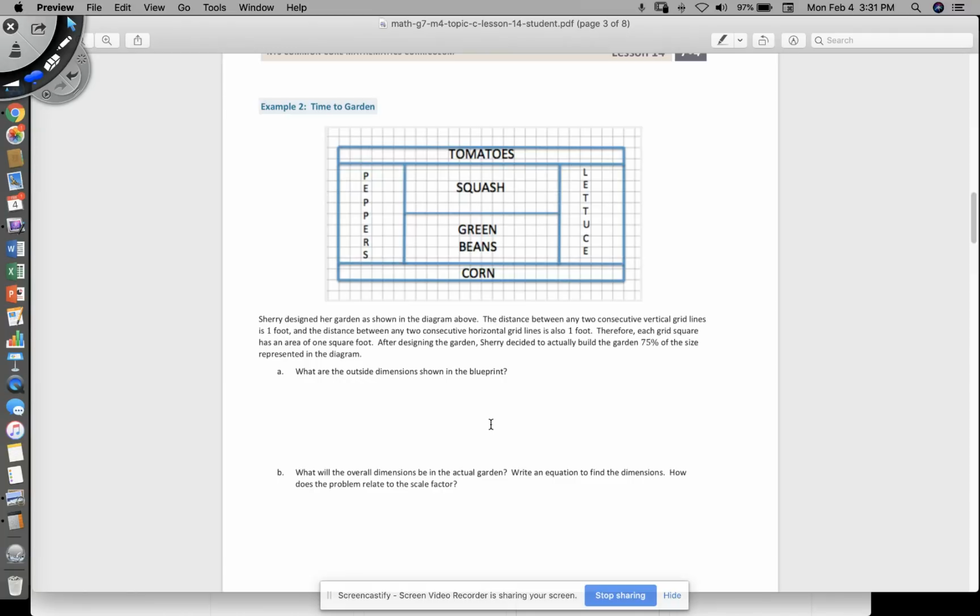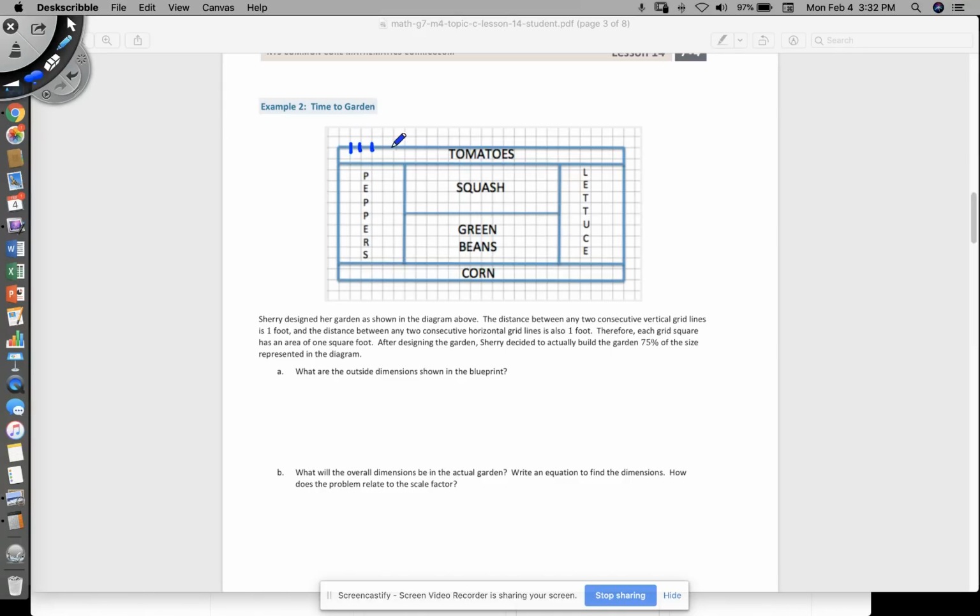After designing the garden, Sherry decided to build the garden at 75% of the size represented in this diagram. So when she built the actual garden in her backyard, she didn't increase it 100%. She only brought it up from what she drew 75% more. Okay? So what are the dimensions of the outside of the blueprint? So we're just going to count the outside units here.